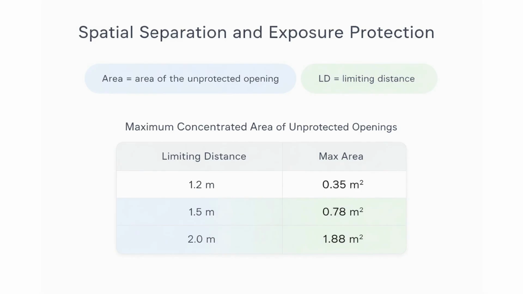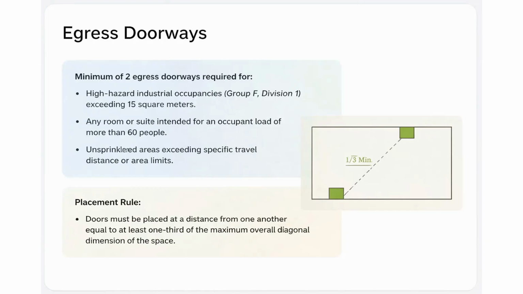Shifting our focus to occupant safety, let's look at egress doorways. A single door is often insufficient for safe evacuation. The code mandates a minimum of 2 egress doorways for high-hazard industrial spaces larger than 15 square meters or any room with an occupant load exceeding 60 people. To prevent a single localized fire from blocking both exits, these doors must be physically separated. Specifically, they must be placed apart by a distance equal to at least 1/3 of the room's maximum diagonal dimension.